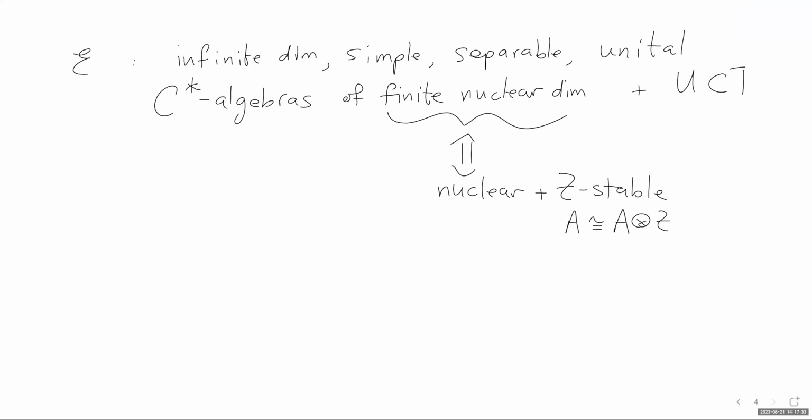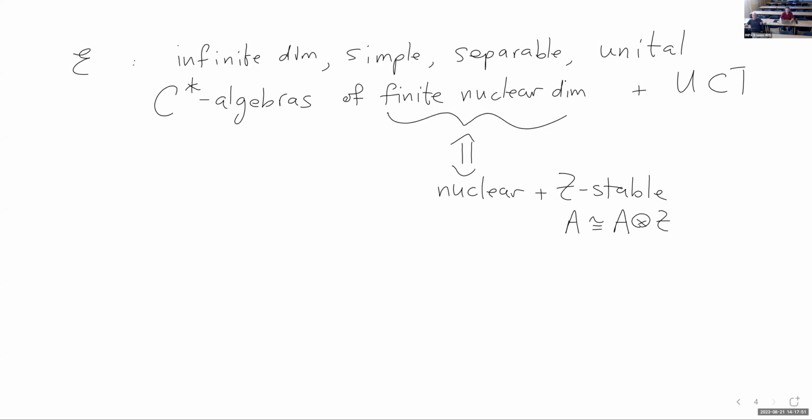That's what I mean. So in particular, assuming simplicity. But I guess we probably don't need the UCT for this. But yes, so a C-star algebra that's infinite dimensional, simple, separable, unital. In fact, we don't even need unital. Finite nuclear dimension is equivalent to nuclearity.